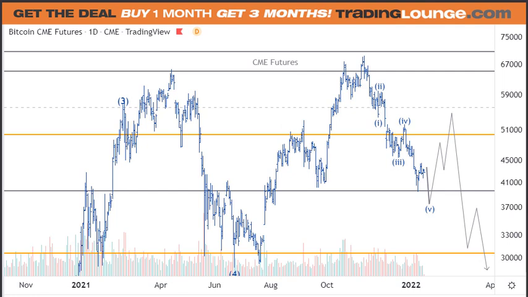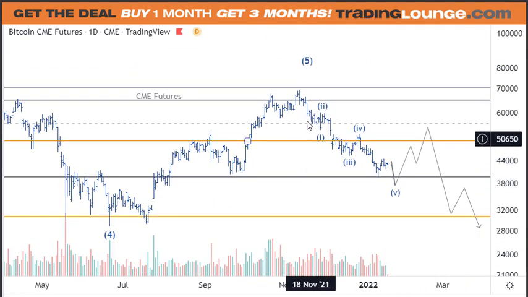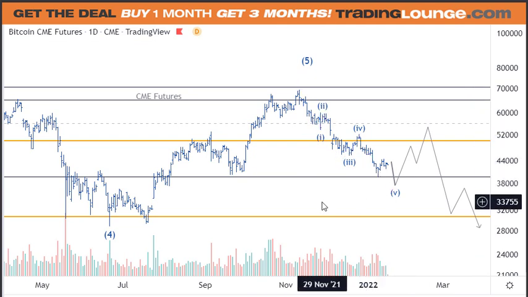So this move up especially here could be corrective, because it's just got such a nice impulsive wave. I don't know yet. So 1, 2, 3, 4, 5 here, 1, 2, 3, 4, 5 to finish it. So yeah, that was it.